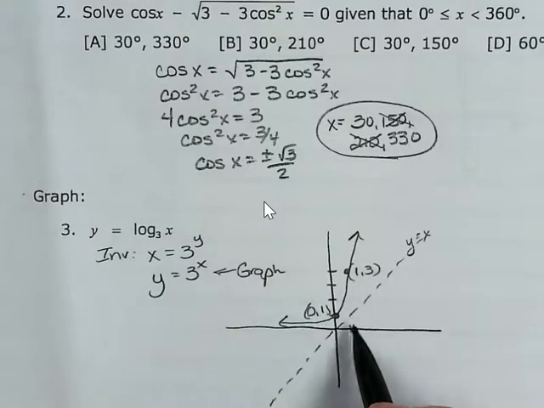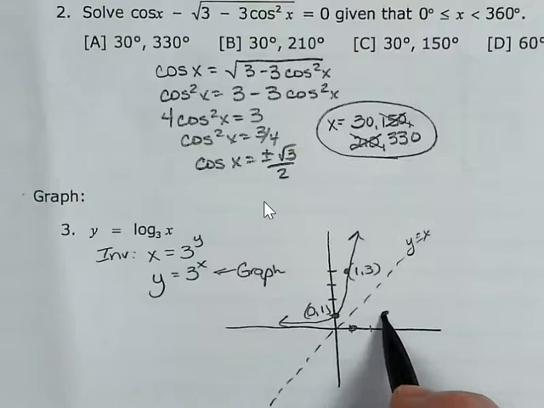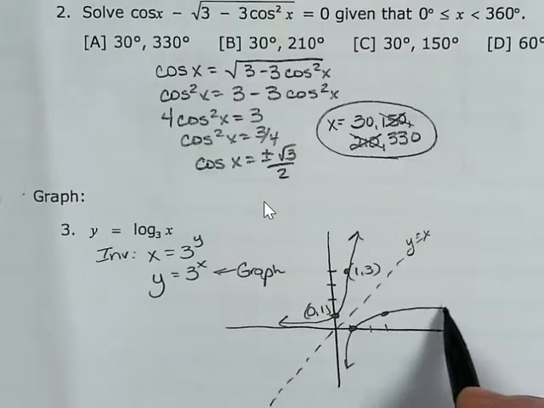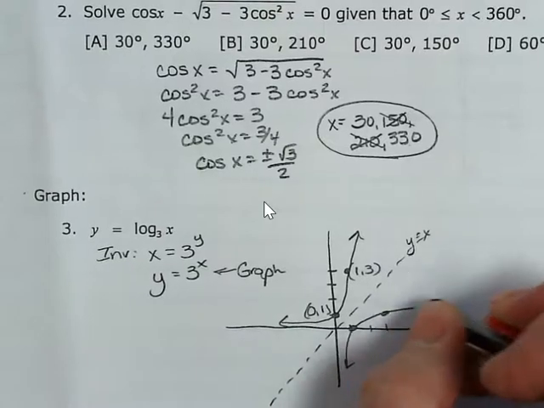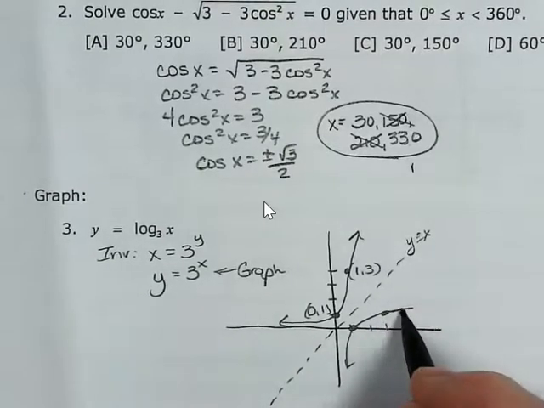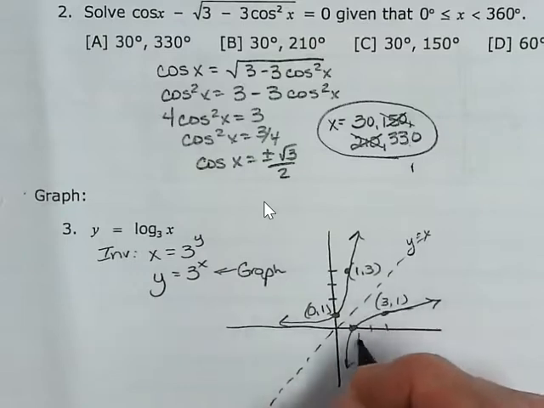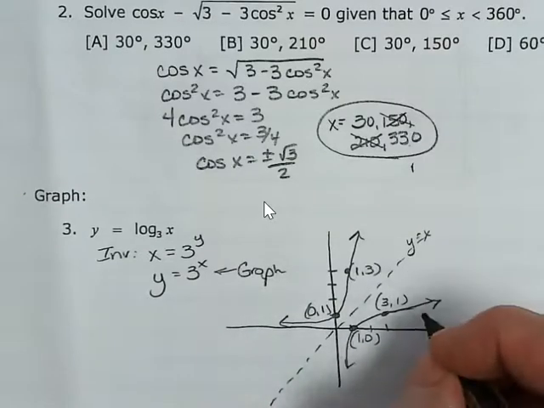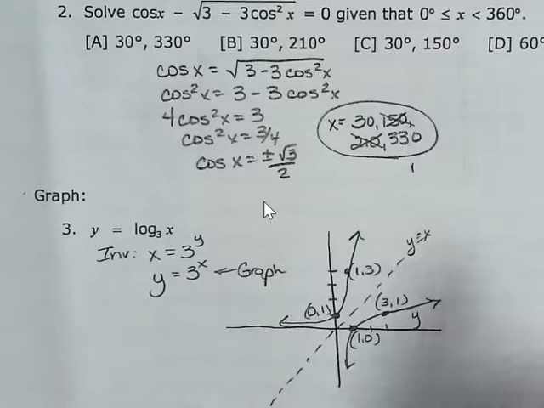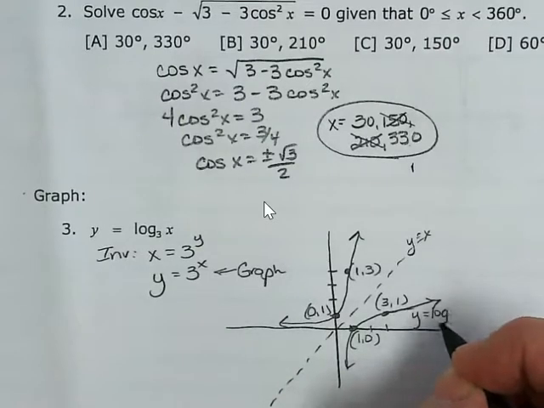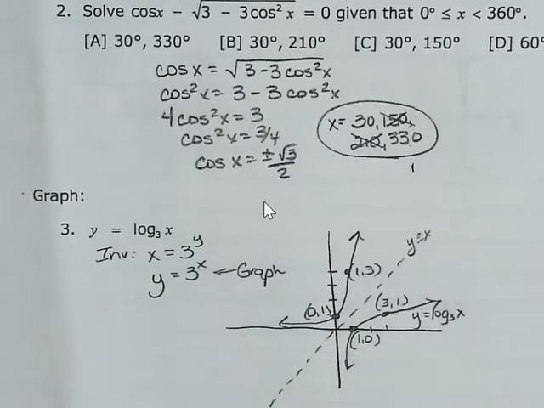So 0, 1 becomes 1, 0. 1, 3 becomes 3, 1. That's a little bit off there. Let's get that looking better. That's what it should look like. This is 3, 1. This is 1, 0, and this one is y equals log base 3 of x. Okay?